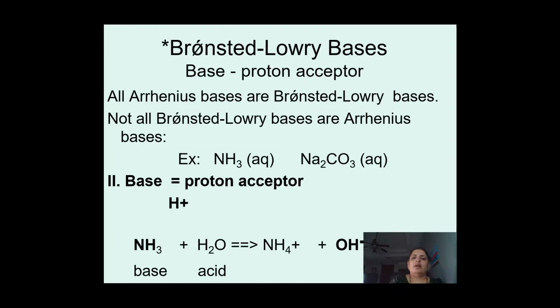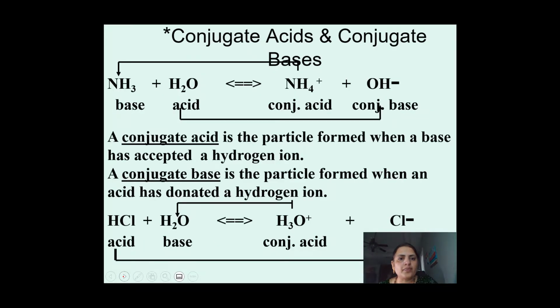So here ammonium becomes a conjugate acid because it is going to donate the proton to become NH3. H plus is called a proton. So this is a conjugate acid, and OH minus is a conjugate base because it will accept a proton to become H2O. Okay, if you have any questions about this, make sure you write it down.